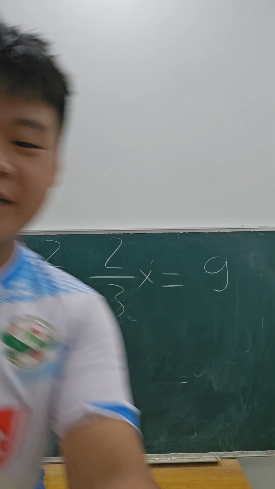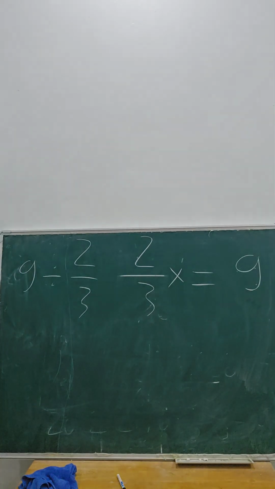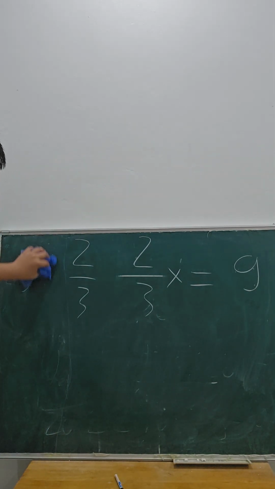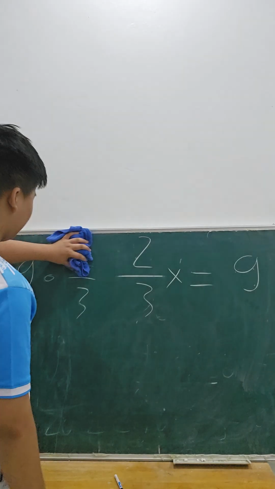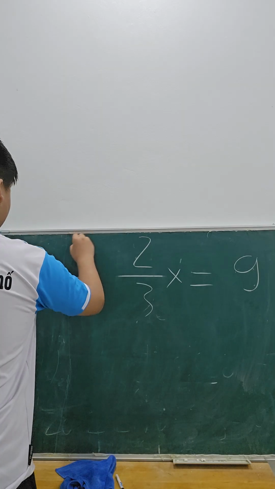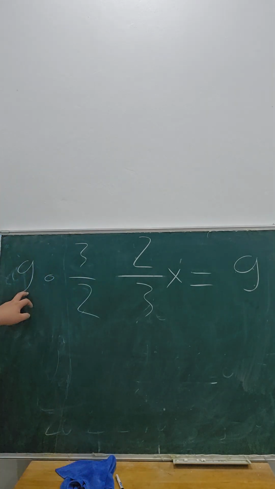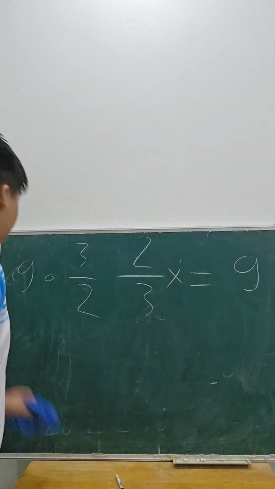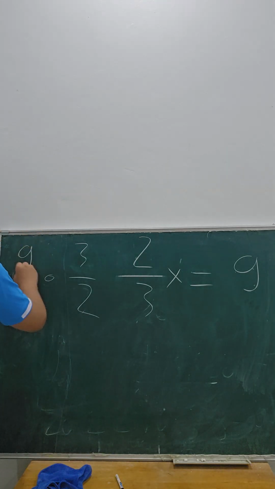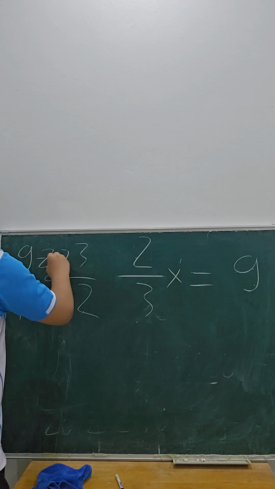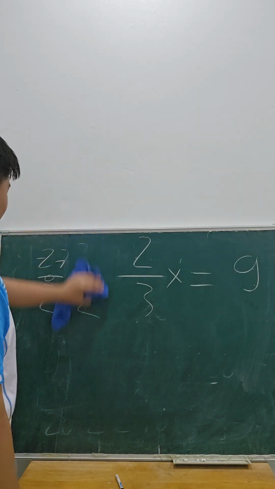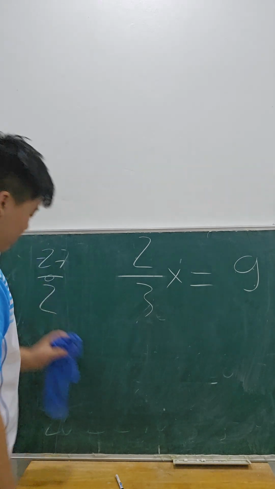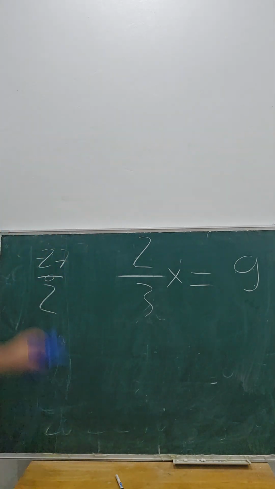Hold up, let me just adjust the camera so you can see. So 2/3. And we all know when you divide by this factor, you just make it into a multiplication problem and flip the denominator and numerator. So now it's 9 times 3/2. And 9, you can just write it as 9/1 to make it easier. And then you get 27 on 2. So that's your answer, 27 on 2.